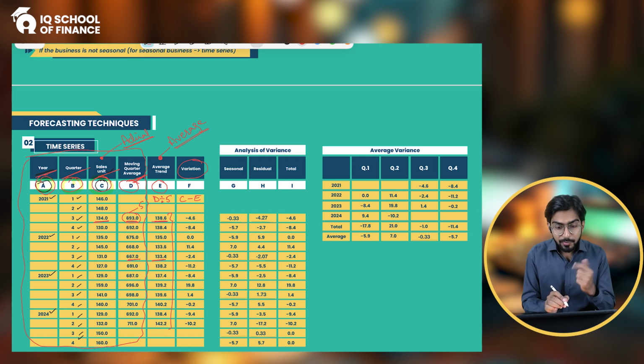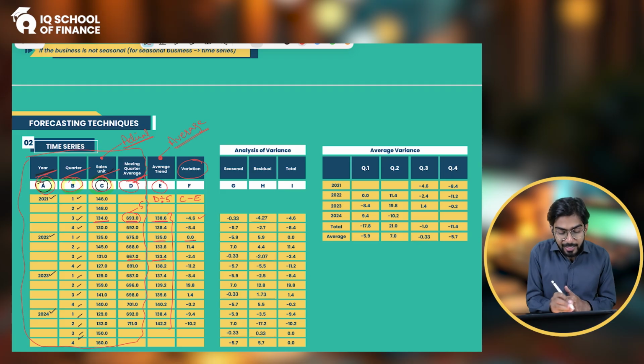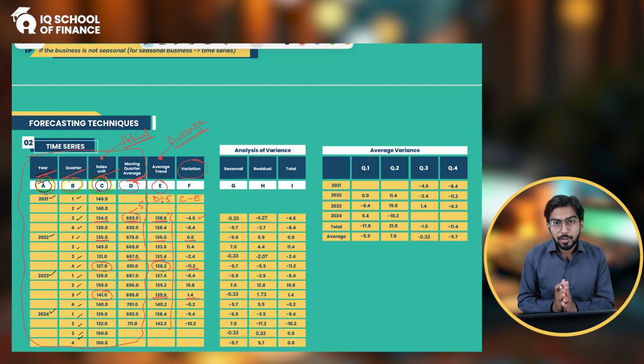So check from the calculator. Subtract 138.6 from 134, so you will get minus 4.6. Check here, see this 0, 135, 135. When you do 135 minus 135, you would get 0. 127 minus 138.2 is minus 11. 141 minus 139.6 is 1.4. So this is how you are going to calculate the variation value.